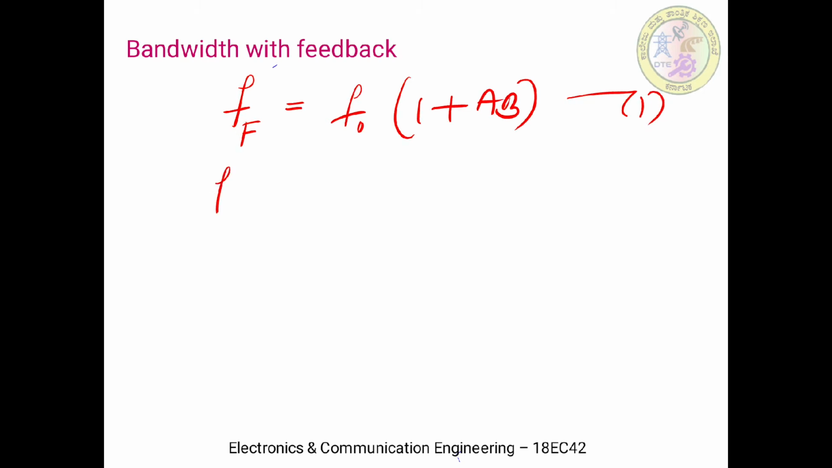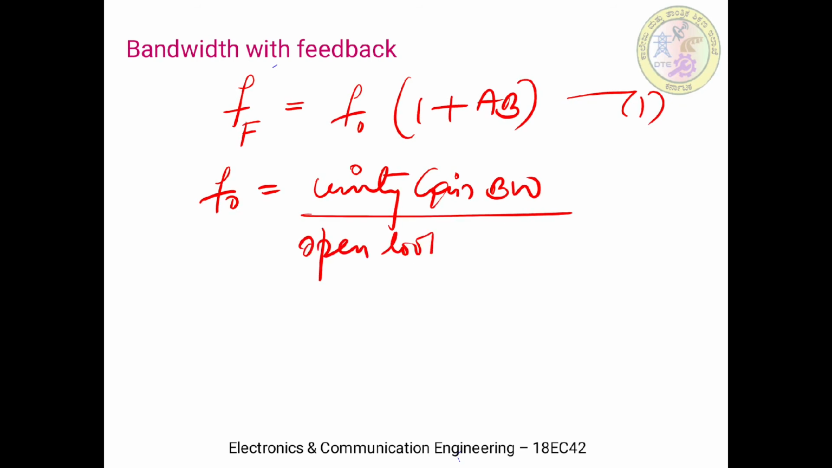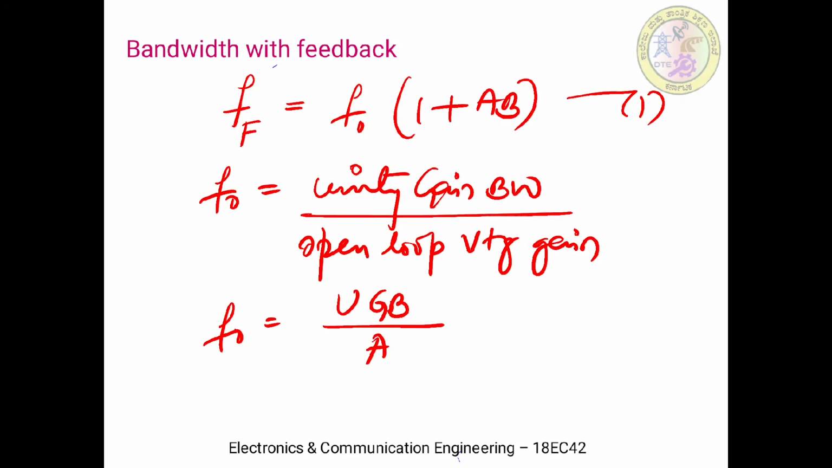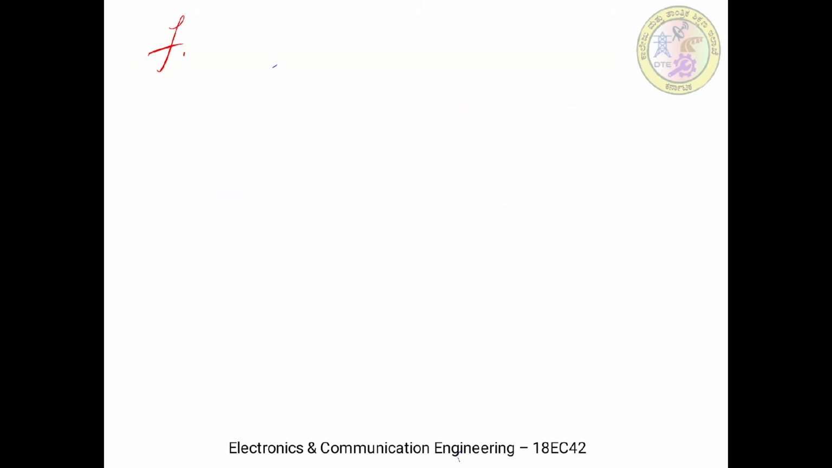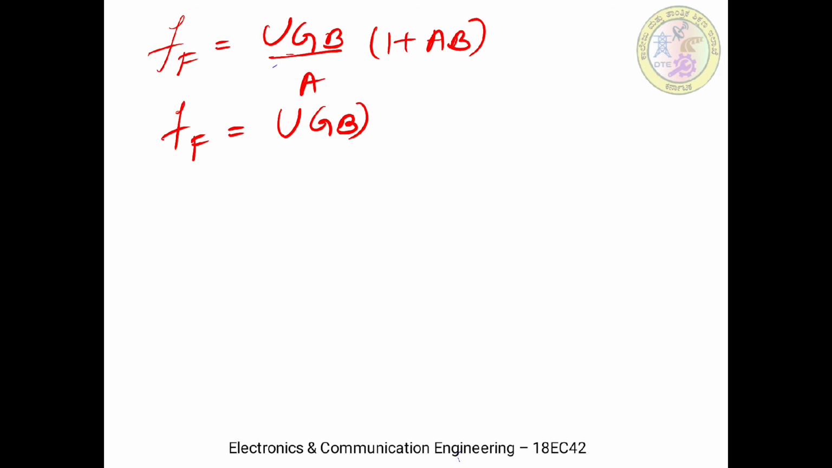But this F naught is defined as the ratio of unity gain bandwidth divided by open loop voltage gain, or F naught is equal to unity gain bandwidth UGB divided by A. Therefore now it is possible to write FF is equal to UGB by A into (1 plus AB), that is in presence of feedback.